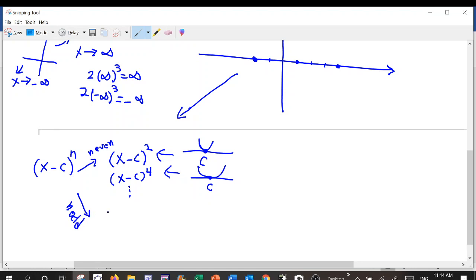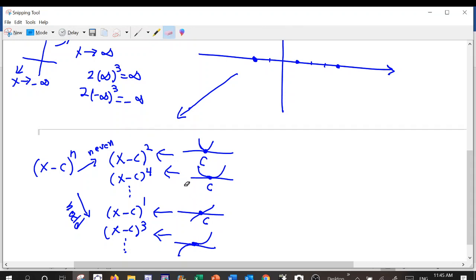Now, if n is odd, then what happens is this. So n is either 1, or it could be 3 or more. If it's 1, it just crosses at that point. If it's 3 or more, then again, it crosses and flattens. So it gets close here before it bounces off that way, and it's close here before it bounces off. So it flattens and crosses.